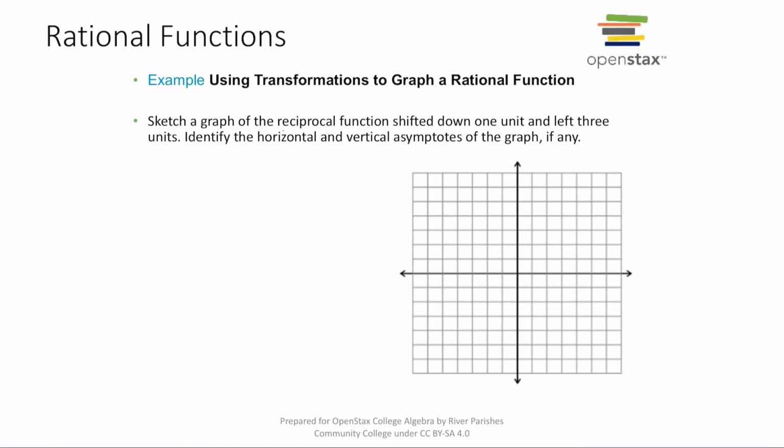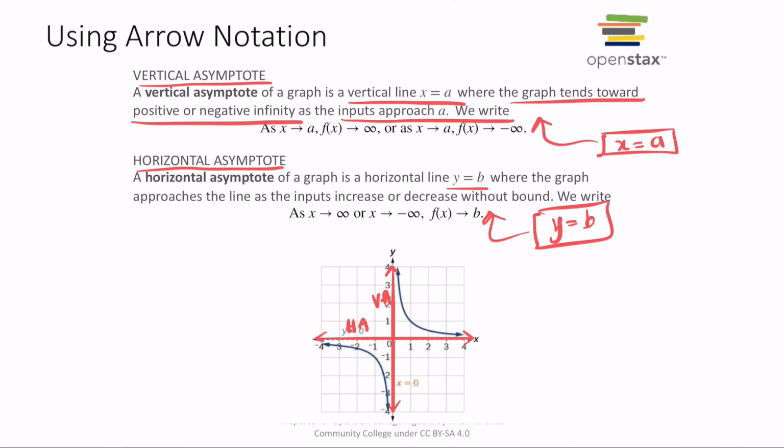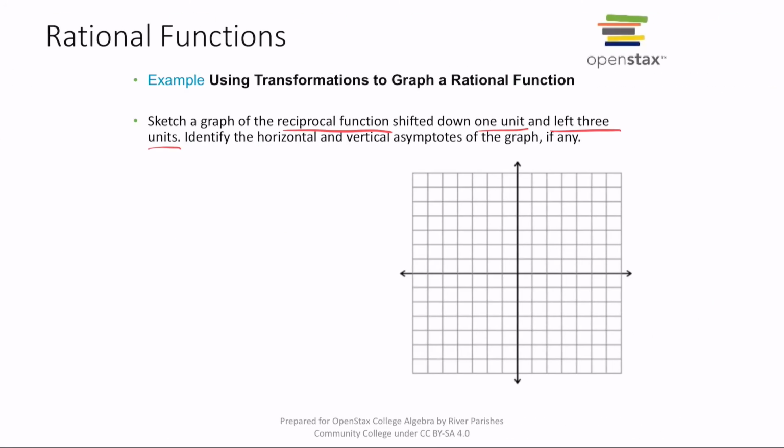So they're asking you to sketch the graph of the reciprocal function shifted down 1 unit and left 3 units. So notice that the main purpose here is that it passes through 1 comma 1 and here it passes through negative 1 comma 1. So these are the 2 points based on which you move either horizontally or vertically. So shift down 1 unit and left 3 units.